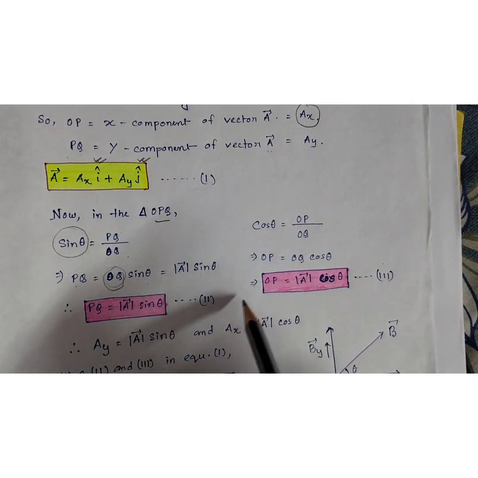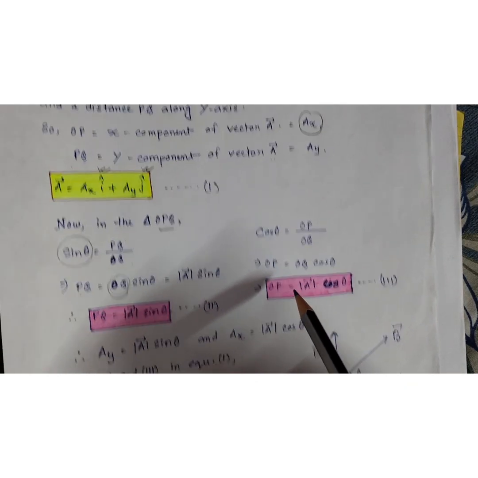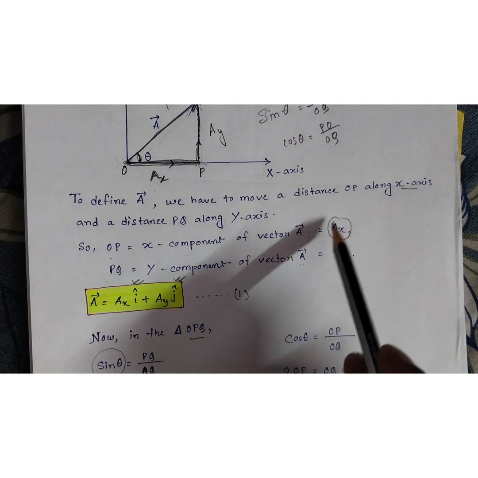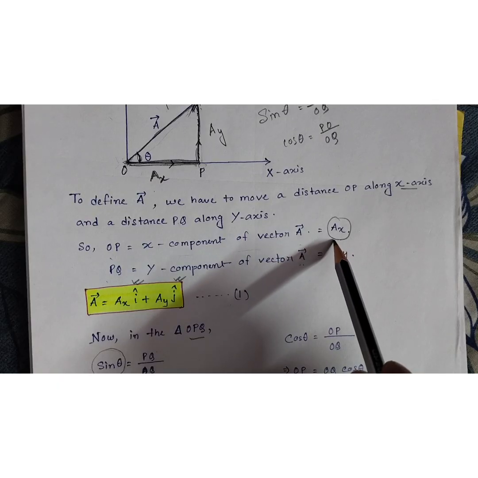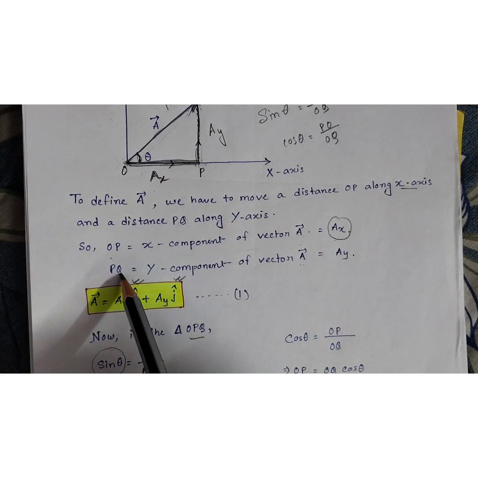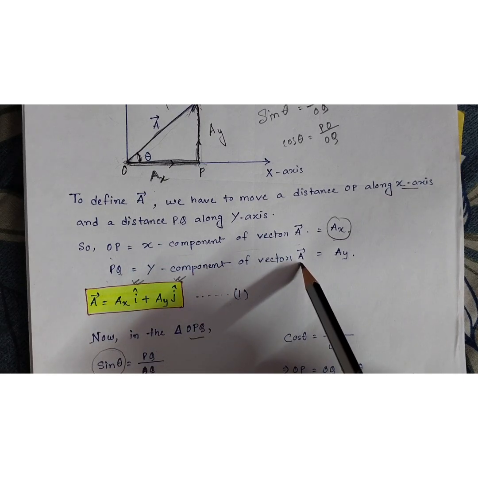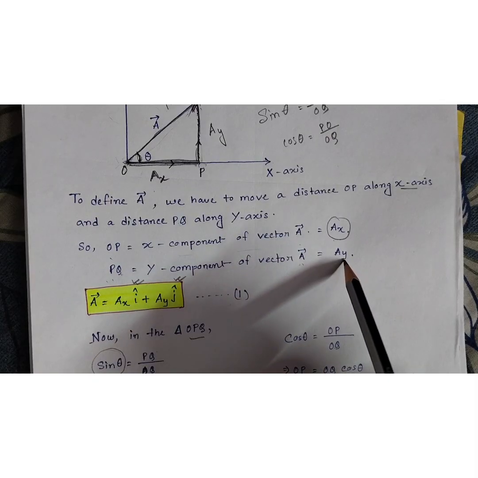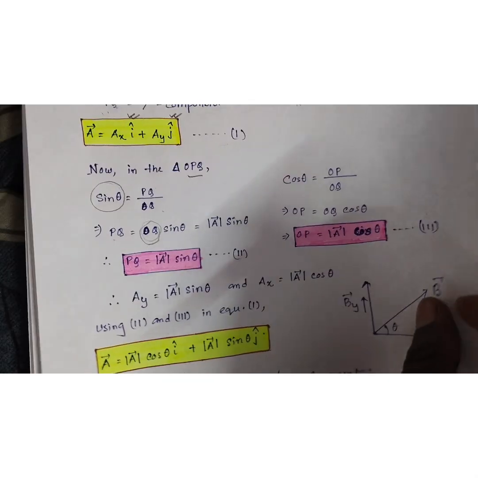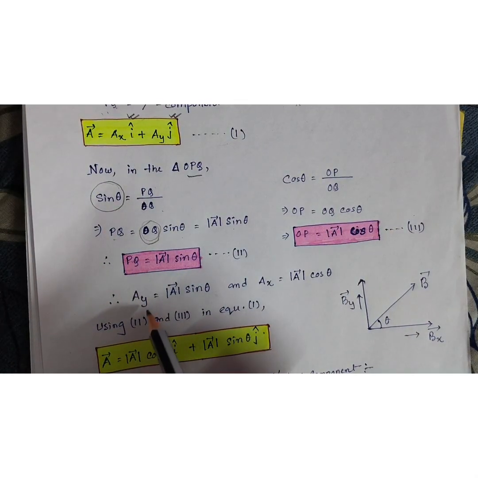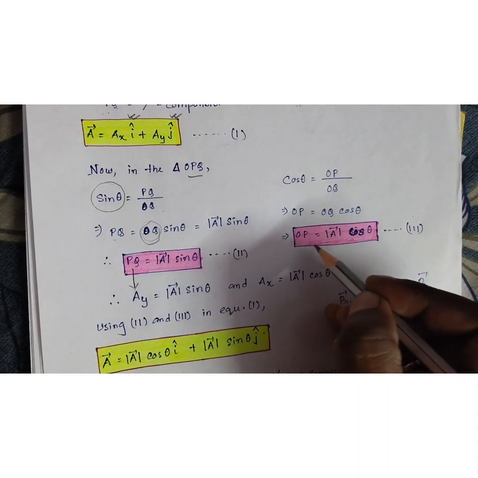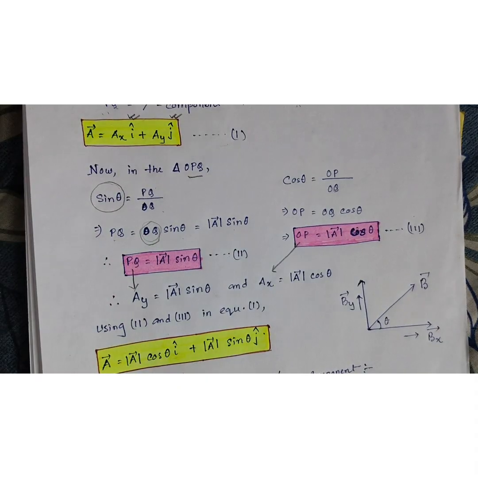Now see, OP is actually the x component of vector A, and that is AX. So OP can be written as AX. In the same way, PQ is the Y component of vector A, as we have discussed already, so PQ can be written as AY. So PQ is replaced by AY, and OP is replaced by AX.